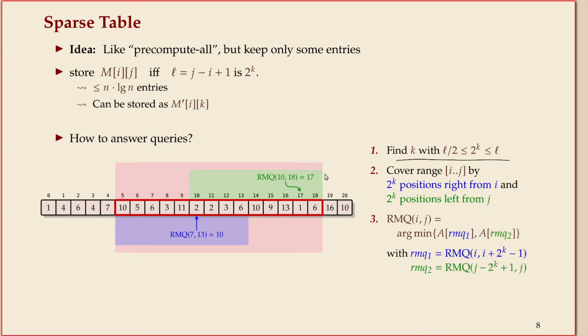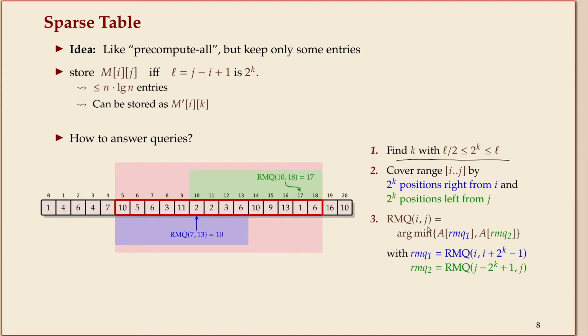And so that's spelled out here a little bit more carefully with the indices worked out. We define our k like this, so that we have a power of 2 that's between the length of the range and half of that. And then we can cover this range by 2 ranges that have a power of 2 in length, a blue and a green one, as shown in the picture. You can work out what their indices are.